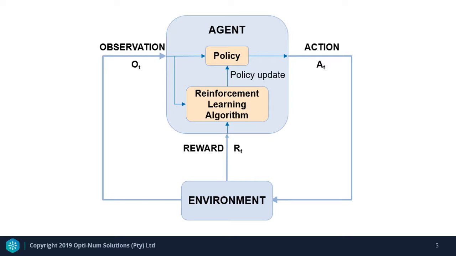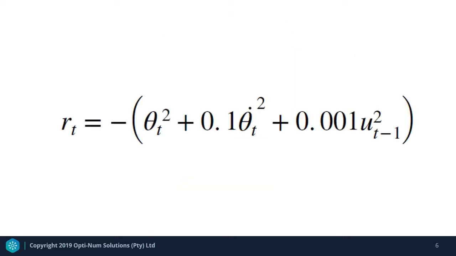The observations from the environment will be the sine of the pendulum angle, the cosine of the angle, and the angle derivative. This is the reward function. The calculation rewards the agent for achieving a small displacement angle to the vertical, using minimal angular velocity and effort.